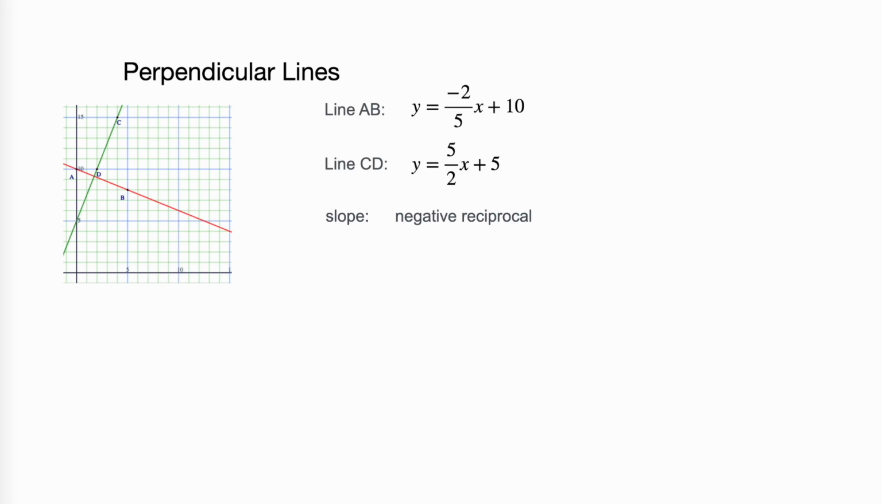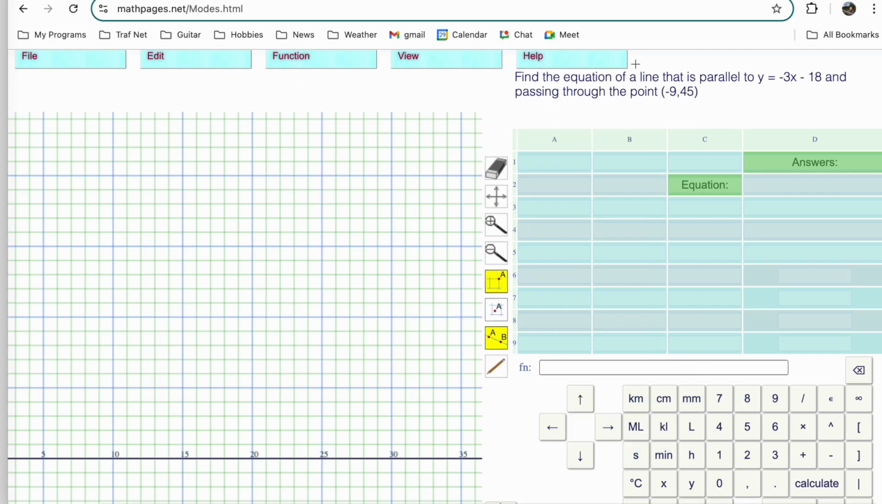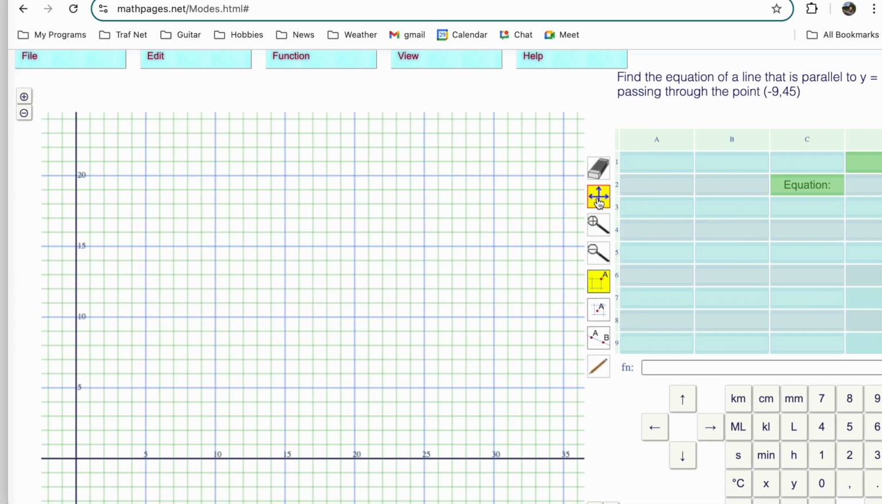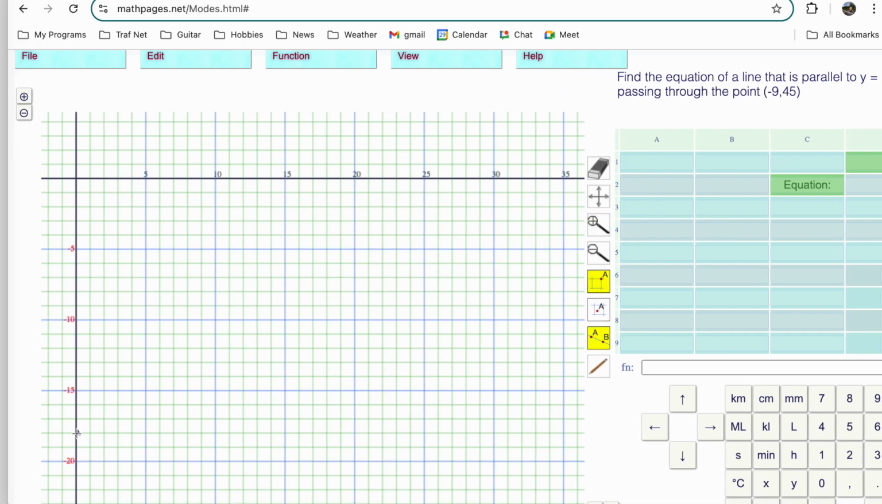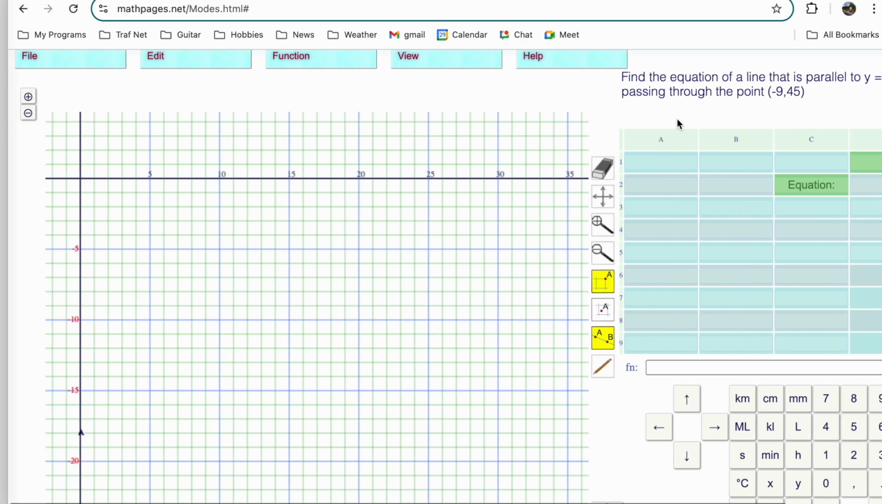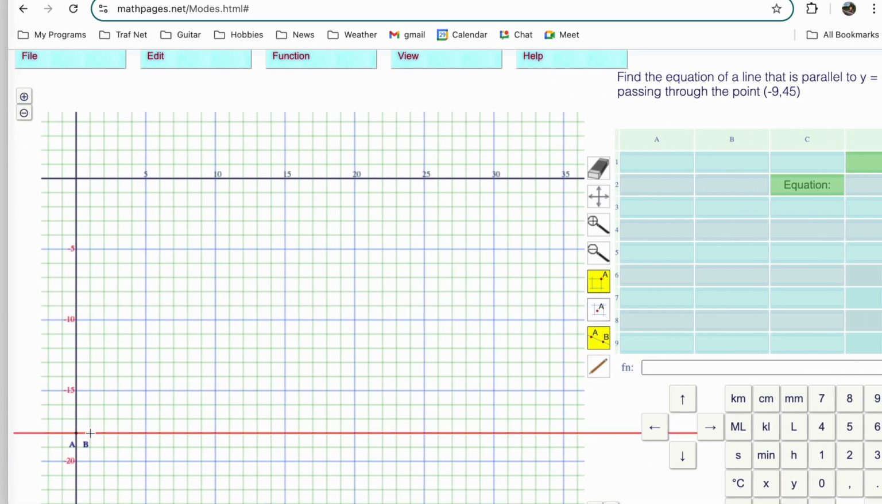Let's look at a couple of examples of parallel and perpendicular lines in action. Find the equation of a line that's parallel to y is equal to negative 3x minus 18 and passing through the point negative 9, 45. If we graph that, y is equal to negative 3x minus 18, so it's passing through minus 18. The slope is negative 3, so that's negative 3 over 1. Move over 1 and down 3.